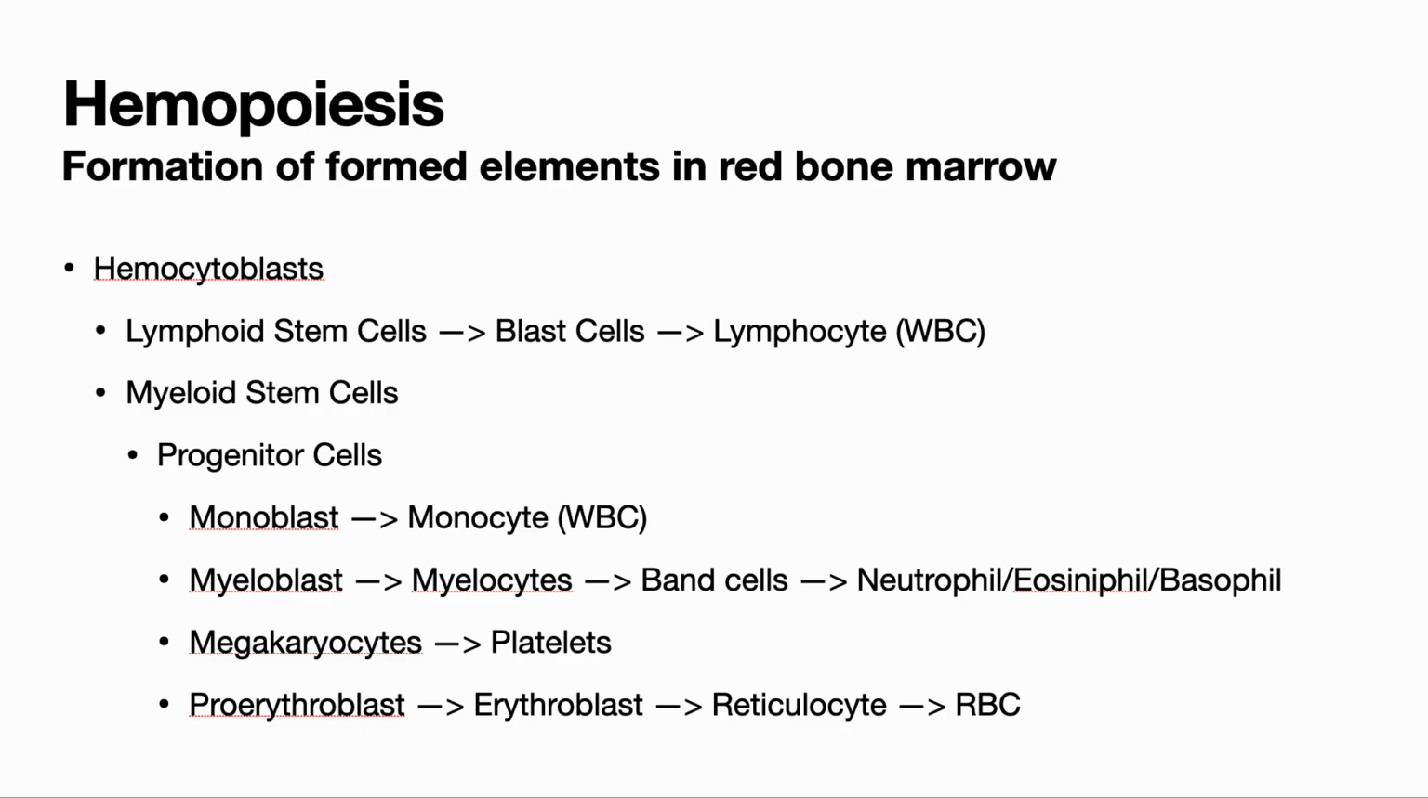But for the other stem cells, called myeloid stem cells, there is a greater variety of where these cells could end up. From myeloid stem cells, we will form progenitor cells, and then those progenitor cells will ultimately differentiate into one of these types of cells: monoblasts, which will become monocytes, or myeloblasts, which will ultimately become either neutrophils, eosinophils, or basophils. Megakaryocytes will ultimately form platelets, and of course, proerythroblasts will ultimately become red blood cells.